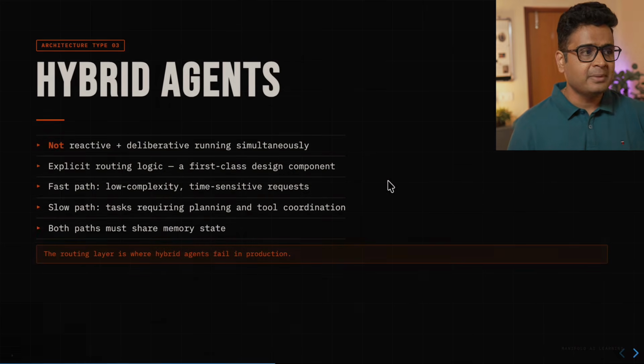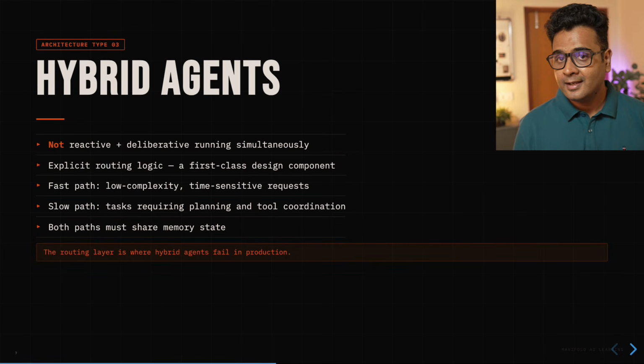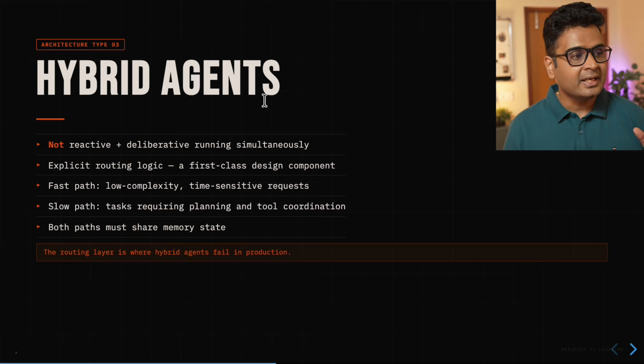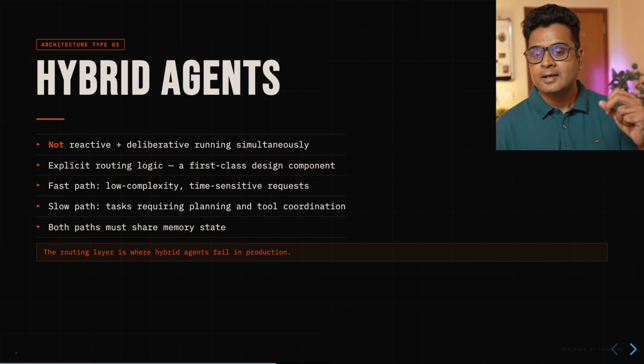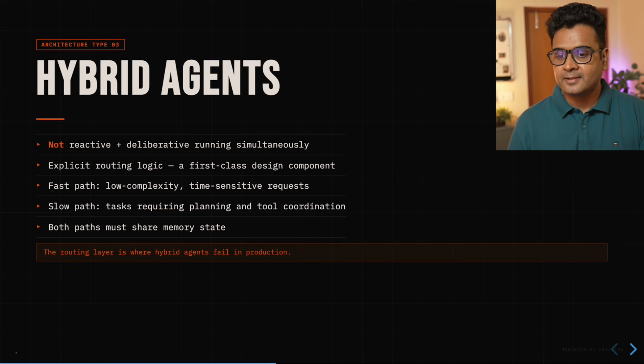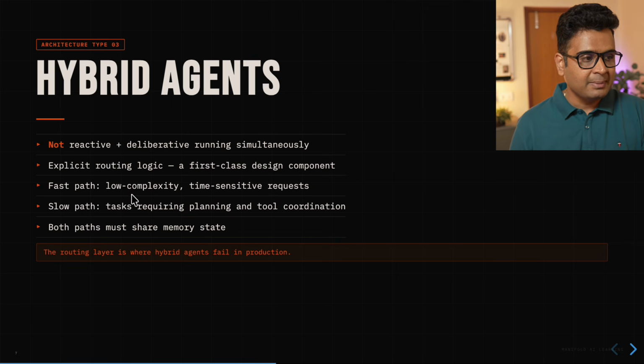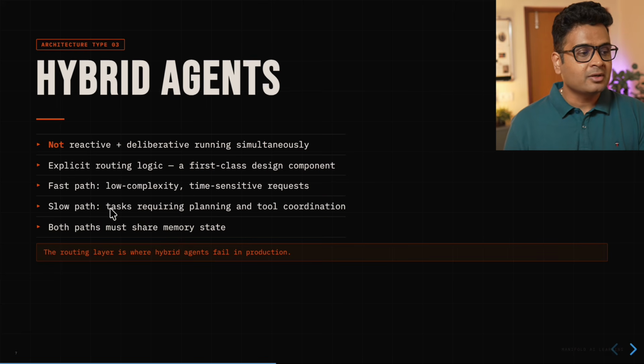And then we have the hybrid agent. The hybrid agent has explicit routing logic, which determines which processing path to take. It will have a fast path for low complexity and time sensitive requests, and a slow path for tasks that require planning and tool coordination.